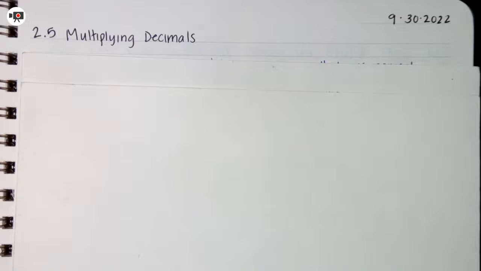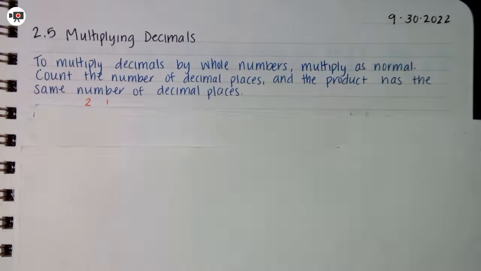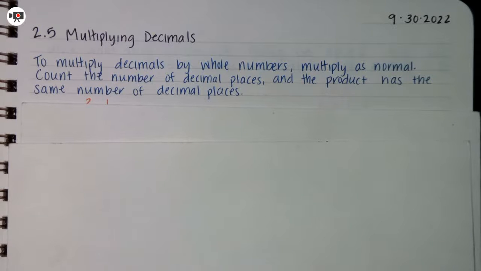This is 2.5, multiplying decimals. To multiply decimals by whole numbers, we're going to multiply like normal. In our answer, we're going to count the number of decimal places, and the product will have the same number that the problem had.